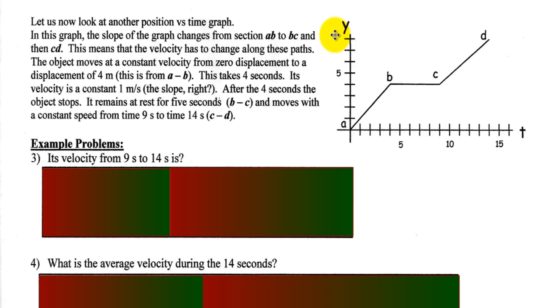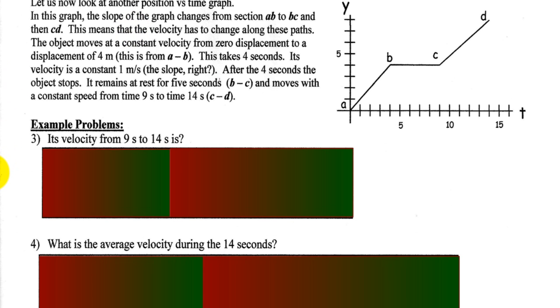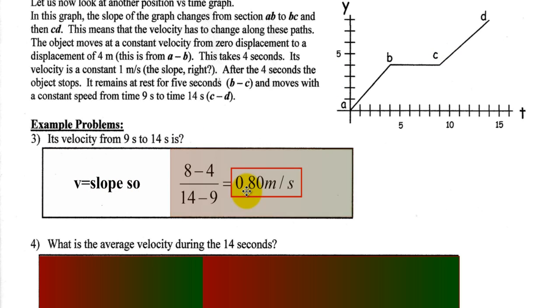This is just a quick little review from what we were doing last time in Unit 1. I know the graph up here says y, but think of it as our displacement in x. It says that the graph has a slope from A to B. From B to C the slope is 0, and then from C to D we have a slope again. So if we wanted to find the velocity from 9 to 14 seconds, well, because it's a constant slope, it would be a constant velocity. So you could just find the slope, rise over run. You start at 4 and you go up to 8. So your rise would be 4 and your run would be the difference in time.